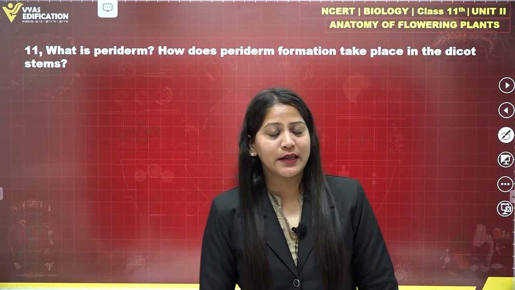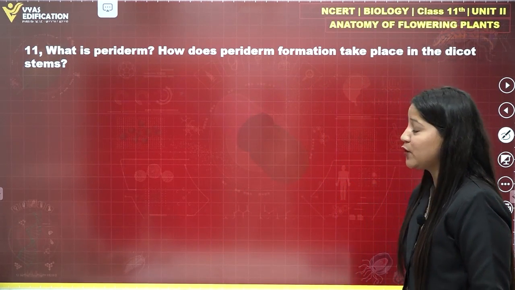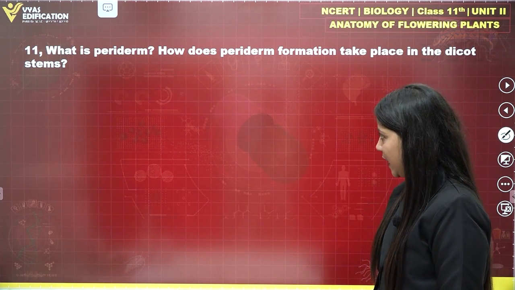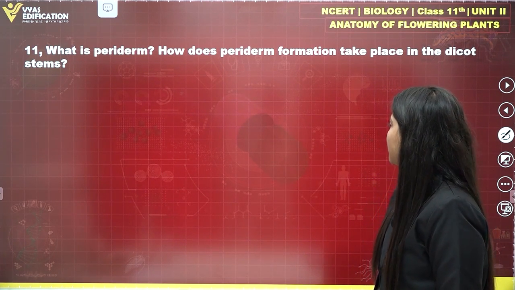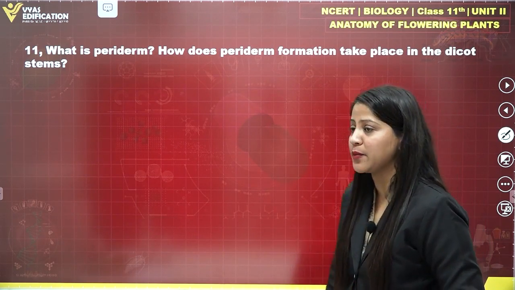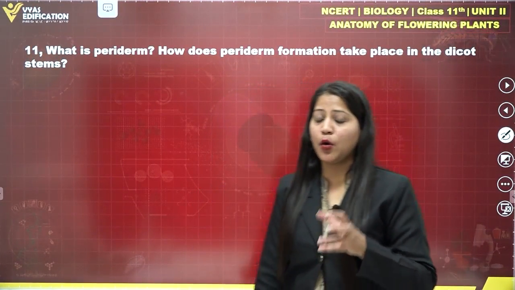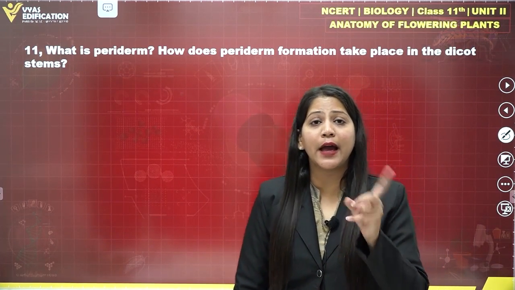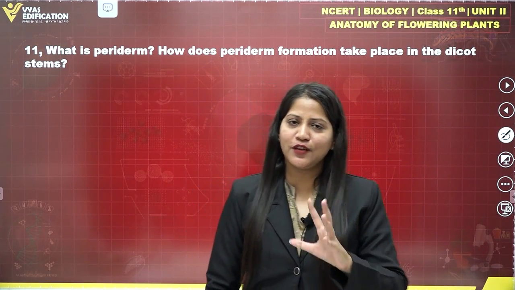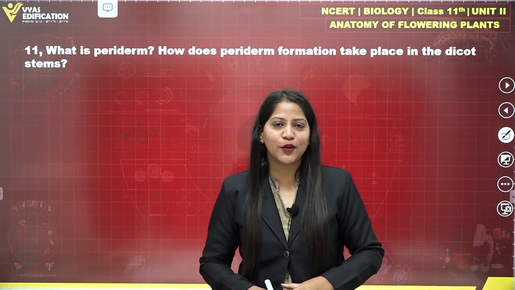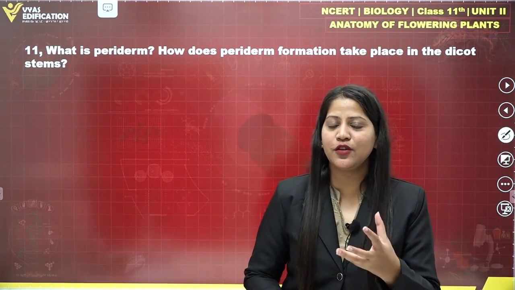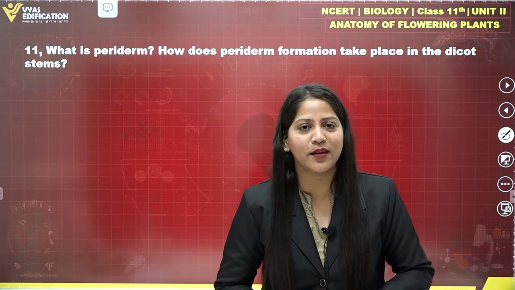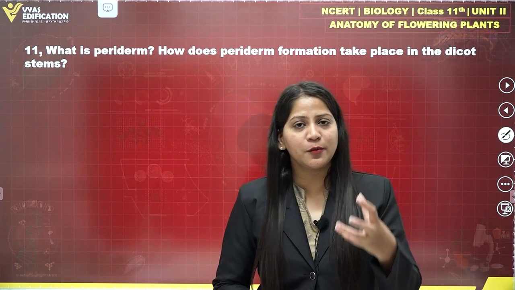So let's talk about the next question, question number 11, which is the second last question of this chapter. This question is asking, what is periderm? How does periderm formation take place in the dicot stems? First of all, periderm is a component of secondary growth, and secondary growth is always found in dicot stems and not in monocot stems.